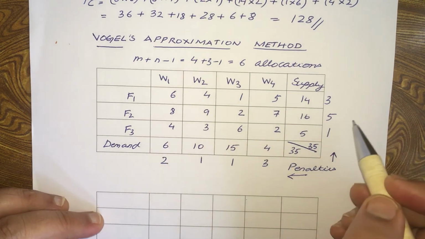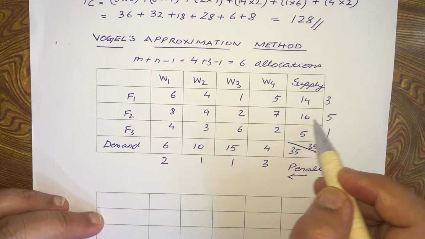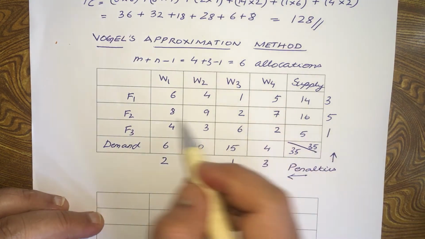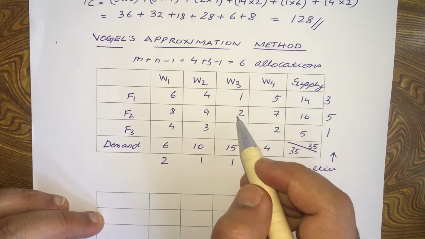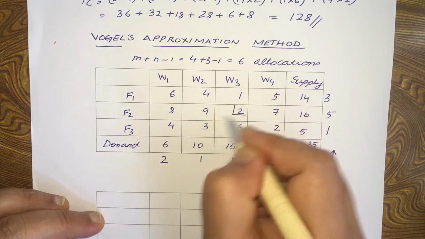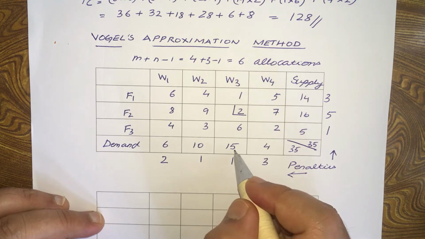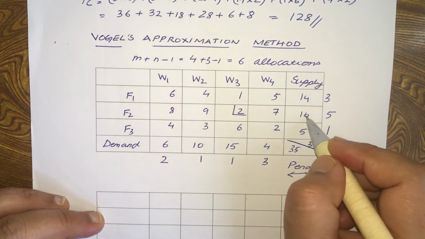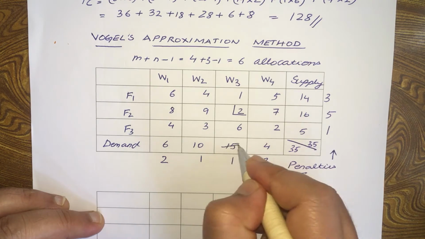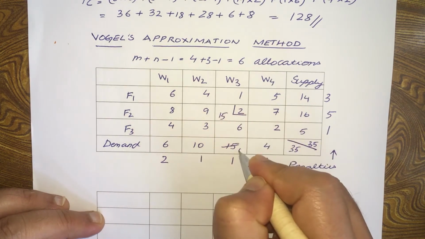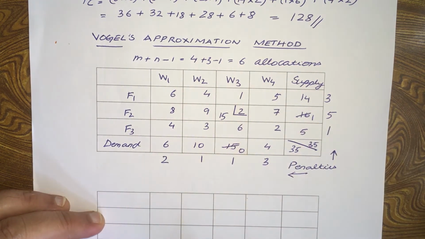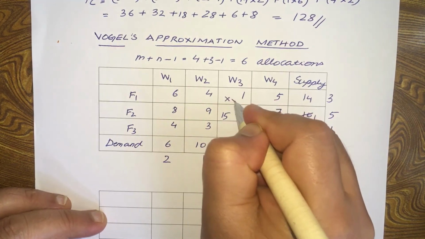So which is the highest penalty? 5. Okay, now corresponding to F2, which is the cell with the least cost? This is the cell F2 W3. So how much will you allocate? What is your demand? Demand is 15, supply is 16. So we can allocate 15. Alright, so we've met the demand of W3.